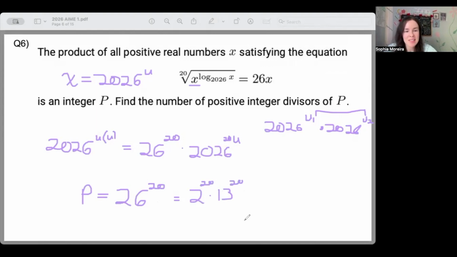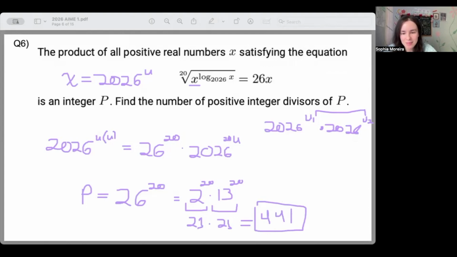And now we've simplified this down to a counting question. You can choose 0 twos, 1 two, 2 twos, 3 twos, 4 twos, 5 twos, all the way up to 20 twos. So that is 21 choices for how many twos to choose. Likewise, we have 21 choices for how many 13s to choose. And then we just have to do 21 times 21, which is going to be 400 plus 20 plus 21, which is 441 for our final answer. So this is kind of a fun combo question.